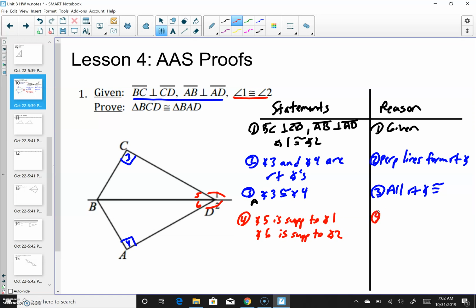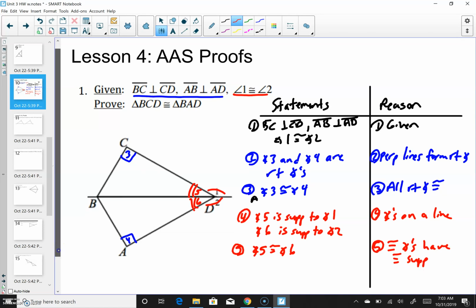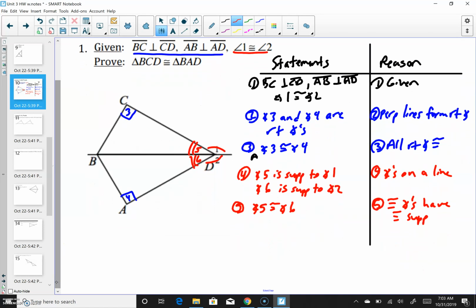And the reason we knew that is because they were angles. Let me make that a little bit more clear. We're going to have angles on a line, right? Angles on a line are supplementary. So then in step 5, we know that angle 5 is congruent to angle 6. And this is going to come right off our proof statement chart that we have at the start of our packet. Congruent angles have congruent supplements. So again, if angles are supplementary to each other, and they are congruent, and you have 2 sets of angles that are congruent, then their supplements have to be congruent.